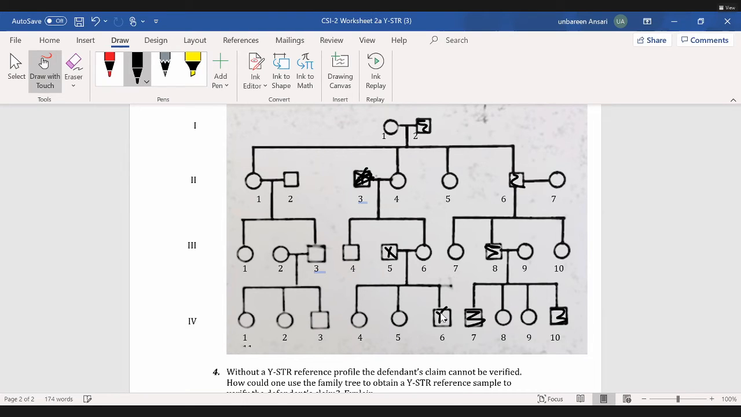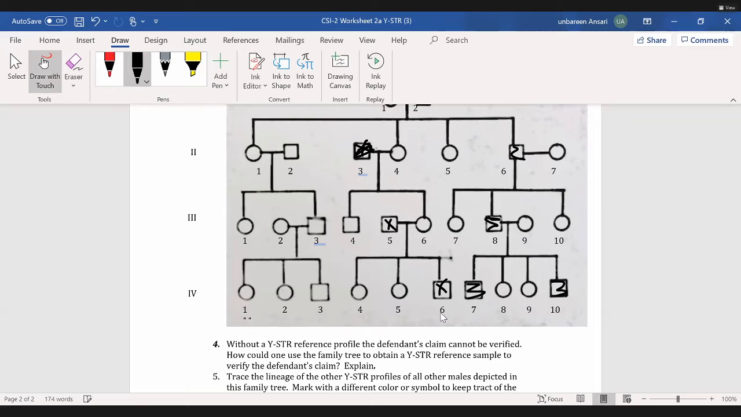Could you explain how that's not the dad? That's the husband. Who is the husband? 3-5. 3-5 is the husband. So look at this. 3 and 4 are married, which is why they have a line between them. Then a vertical line comes down and they have one square and one circle. That means they have one son and one daughter. The daughter is married to this guy and then they have one son and two daughters.